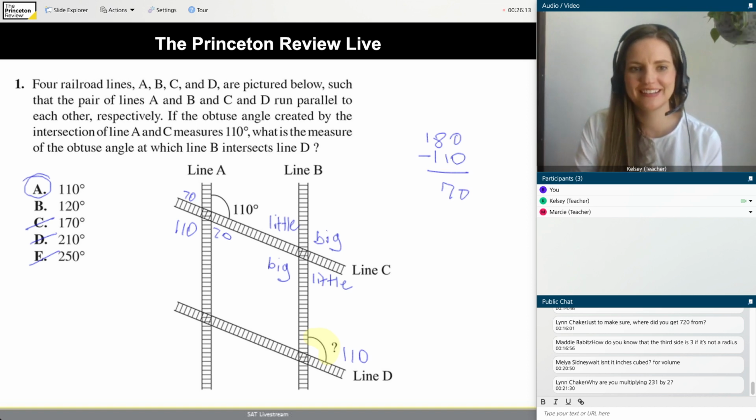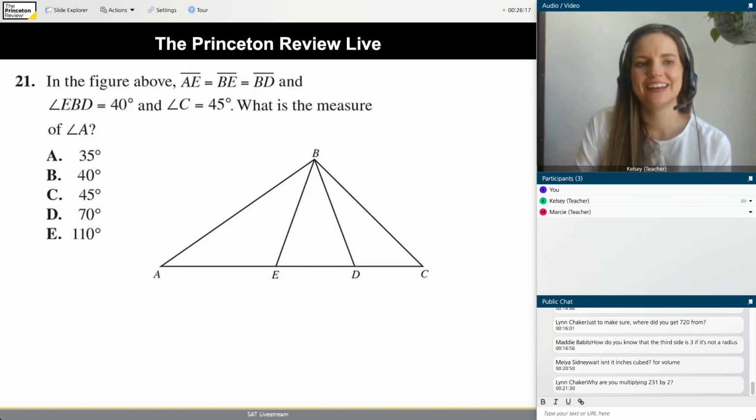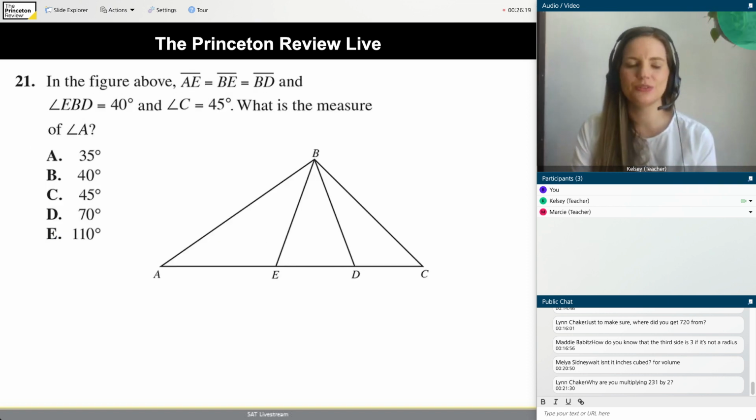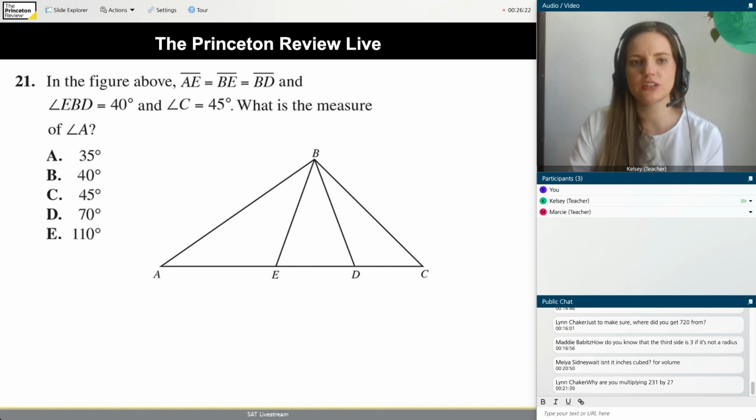All right. This one's a little more straightforward. Okay, so number 21, this one would be kind of in the middle in terms of difficulty. This would be a medium type of question on the ACT.